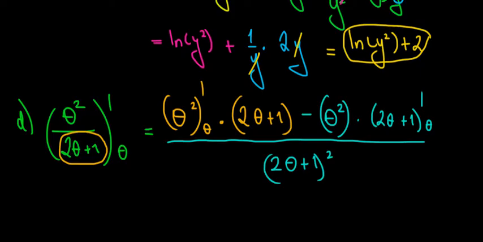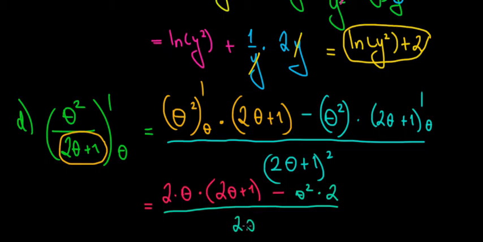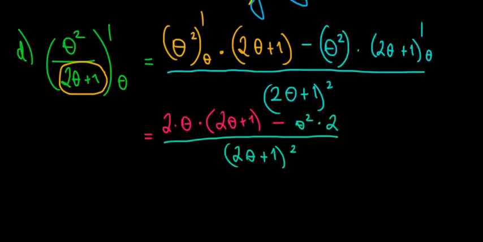Okay, let's keep going. What's theta squared derivative? That's 2 theta multiplied with the second term, which is 2 theta plus 1, minus, what do we have on the other side? We have theta squared times 2 theta plus 1 derivative with respect to theta, that's just going to be 2, over 2 theta plus 1 to the power of 2. Okay, we got that. Let's just write it in a simpler way now.